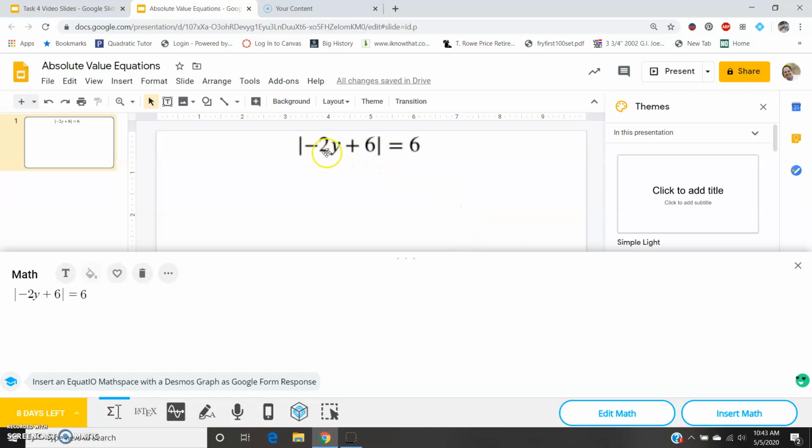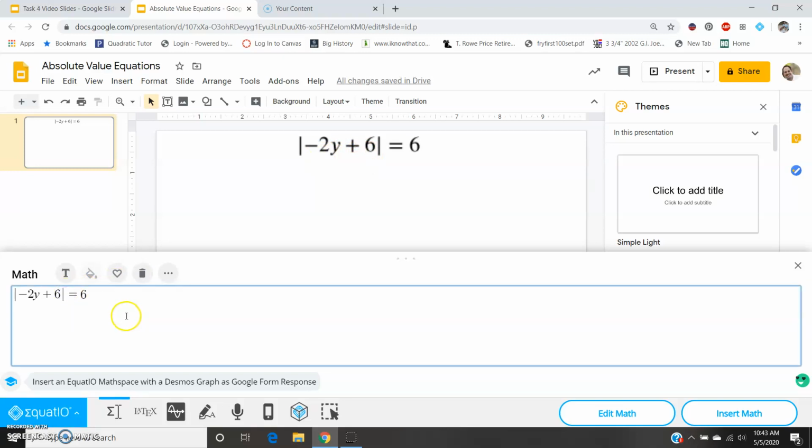Again, I want to know when this thing right here, negative 2y plus 6, is 6. So what I'm going to do, I already have this up, I just need to delete my absolute value symbols. And a lot of us this year, when you made your two equations, kept the absolute value in your work, and it shouldn't be. When you're making your two equations, we just want to know what's inside, when that is the positive value and when that is the negative value. Okay, so I just deleted those symbols.